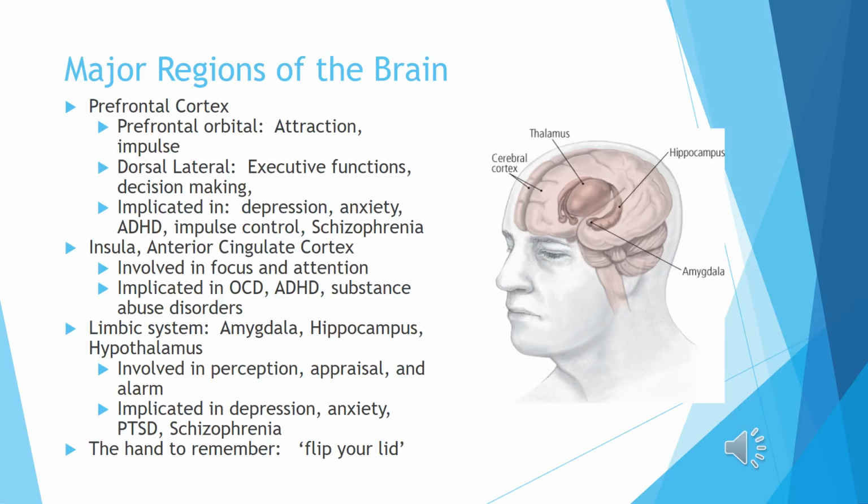Then, by now, the limbic system, very familiar to you, all along the thumb, the three regions: the amygdala, which is the fear center and warning, the hippocampus, which is the memory center, and the hypothalamus, which is a kind of relay center. These are implicated in depression, anxiety, PTSD, schizophrenia. And again, remember, if you fold your hand, I love this expression, you know how we say we flip our lid?